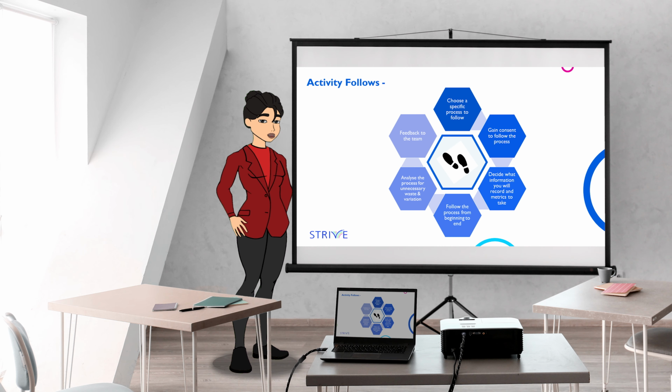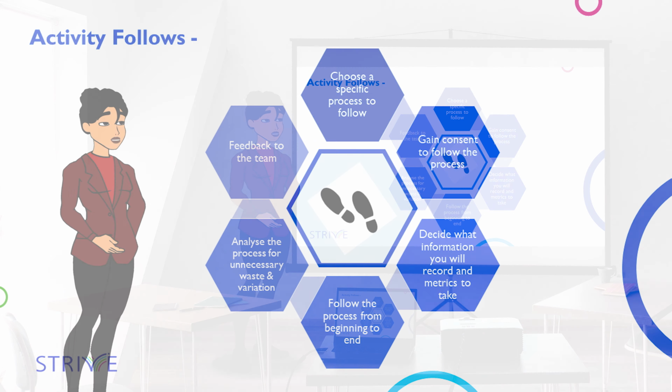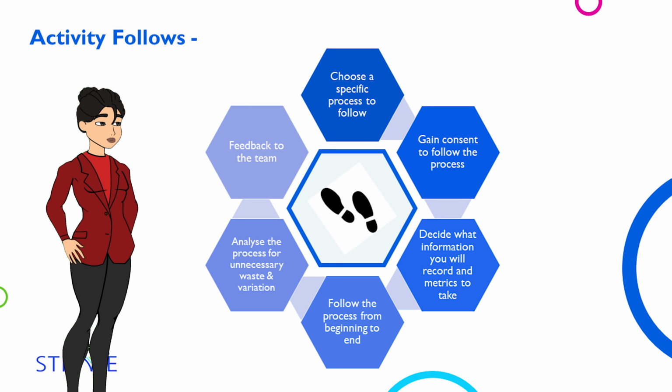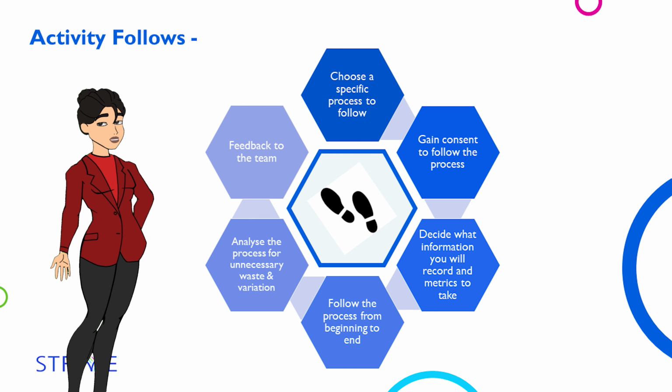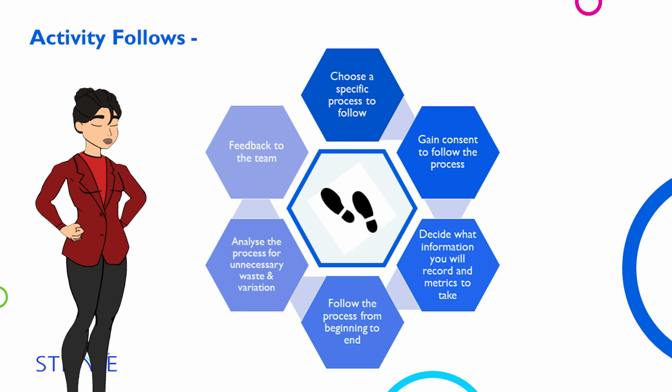The process when completing an activity follow is very similar to that of a Gemba walk, but the core difference is that instead of choosing a general topic to observe, one particular and very specific process is followed from beginning to end. For example, during your Gemba walk looking at discharge processes, you may have observed delays in discharge medications being problematic. You might now choose to follow the process of provision of discharge medications from beginning to end.